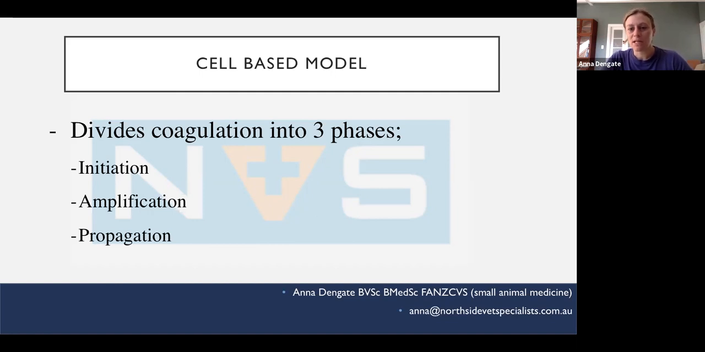So the cell-based model, instead of looking at the components of clotting individually, looks at the phases of clot formation. So it's divided into 3 phases. The initiation phase, so what actually triggers the need for a clot. We look at an amplification phase where all of the ingredients for significant clot formation are built, essentially. And then we look at the propagation phase where we get huge amounts of thrombin being developed. Thrombin then obviously leading to fibrin and leading to a clot.